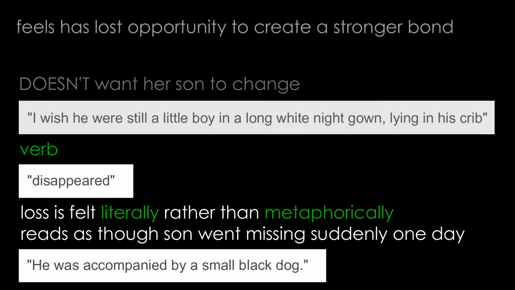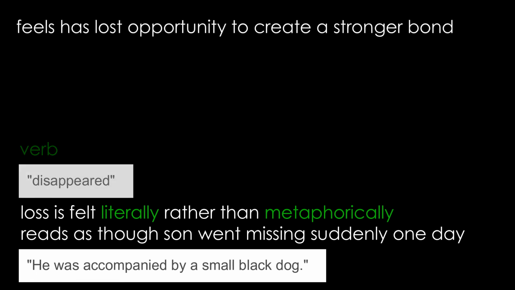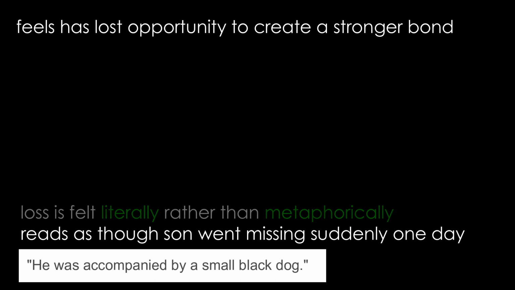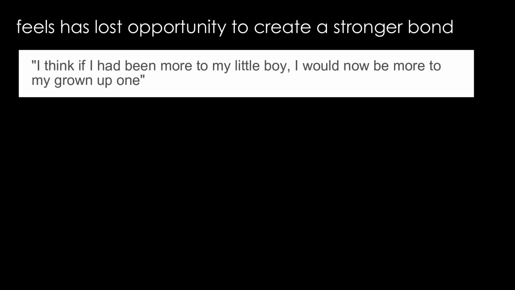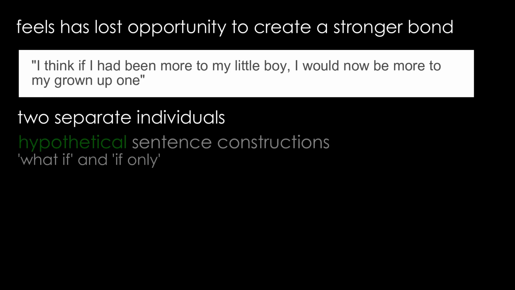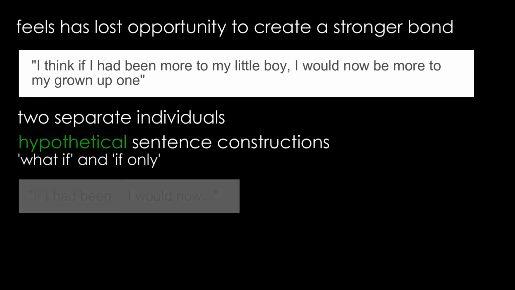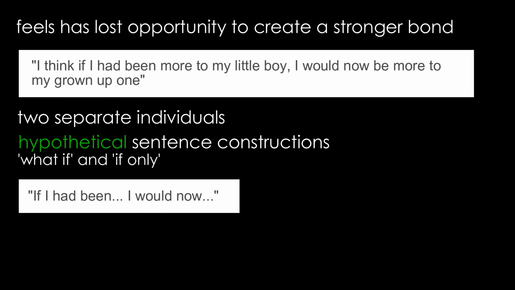She also feels that she has lost the opportunity to create a stronger bond with him. "I think if I had been more to my little boy, I would now be more to my grown-up one." Note how she talks of her little boy and her grown-up one almost as though they are two separate individuals, and how she uses hypothetical constructions such as "if I had been," "I would now," to communicate her regret.